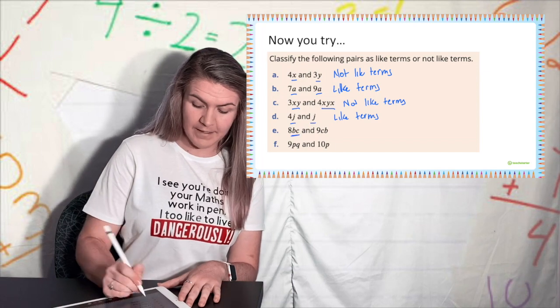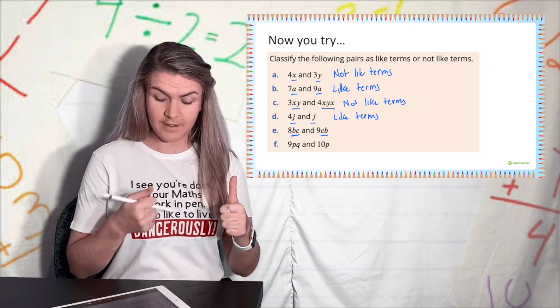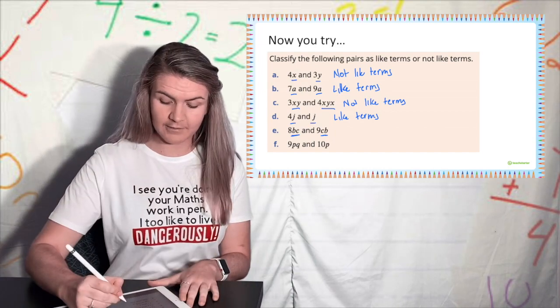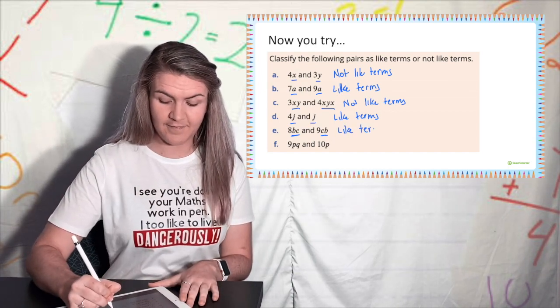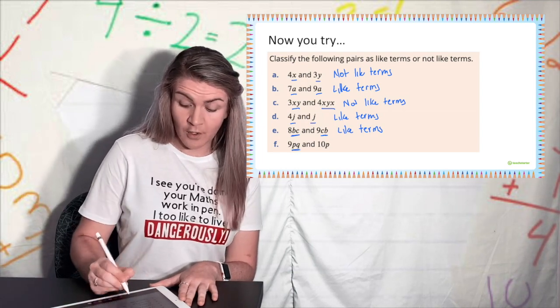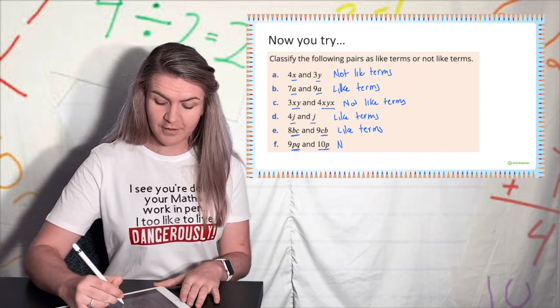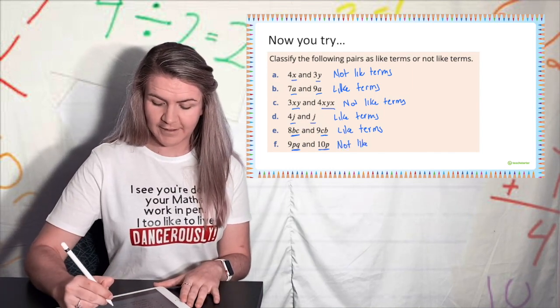All right, 8BC and 9CB. Well, they both have a B, one of them, and they both have a C, one of them. So they're alike. It doesn't matter that they're in different order. Lastly, I've got 9PQ and 10P. Well, they've both got a P, but they don't both have a Q. So they are not like terms.